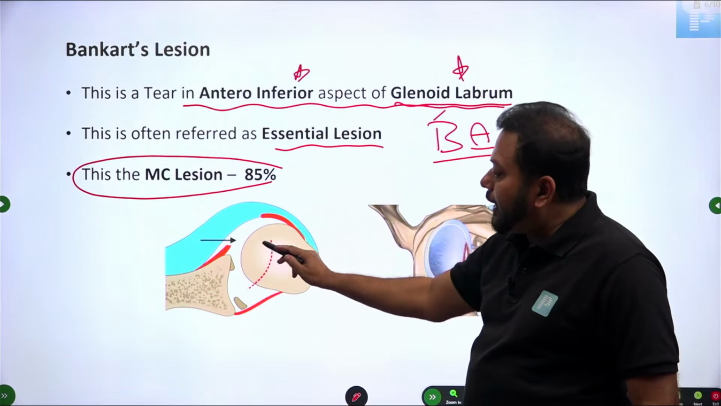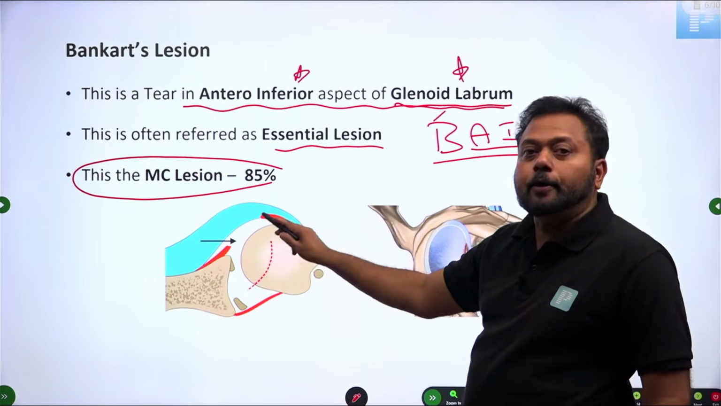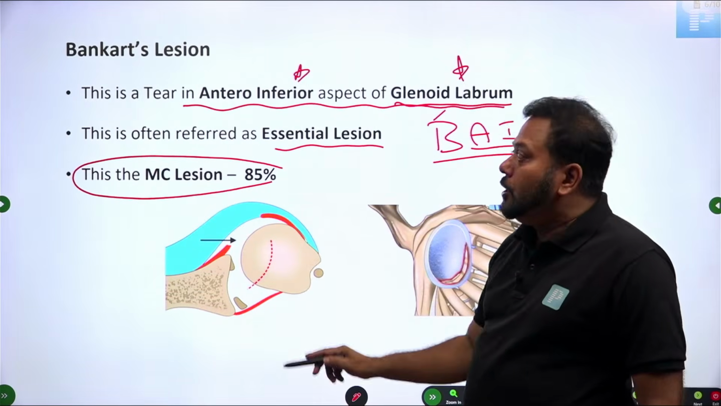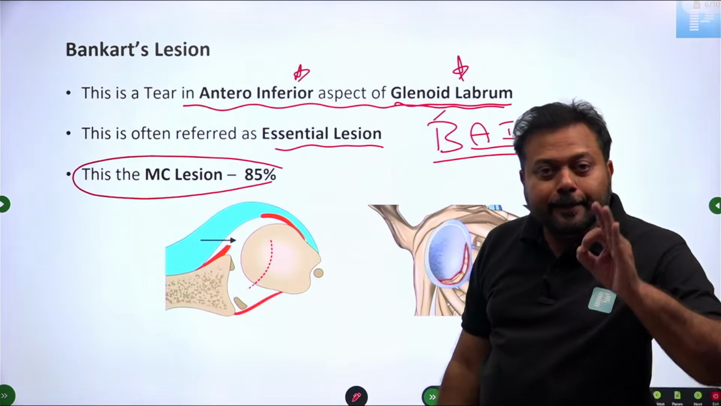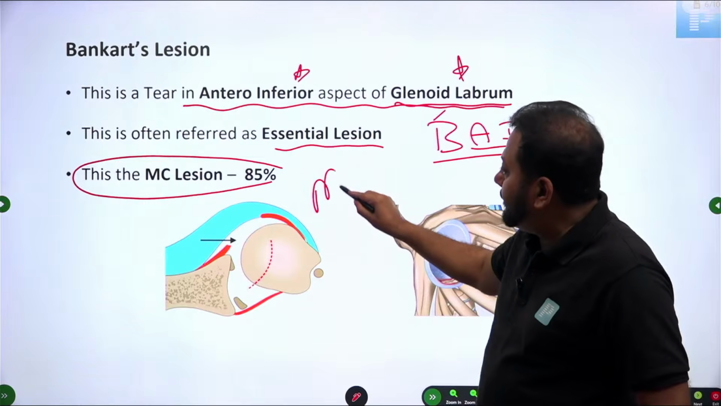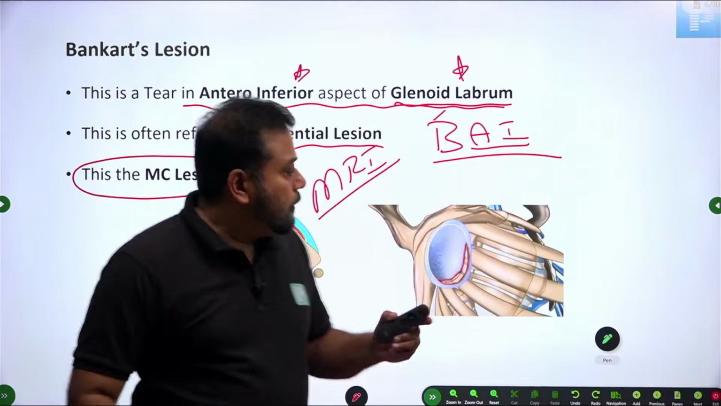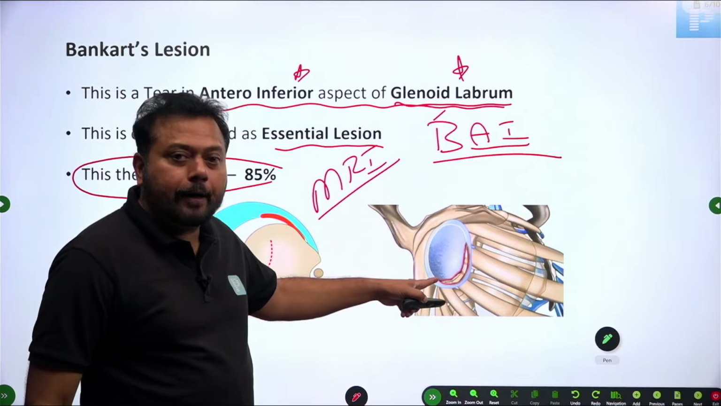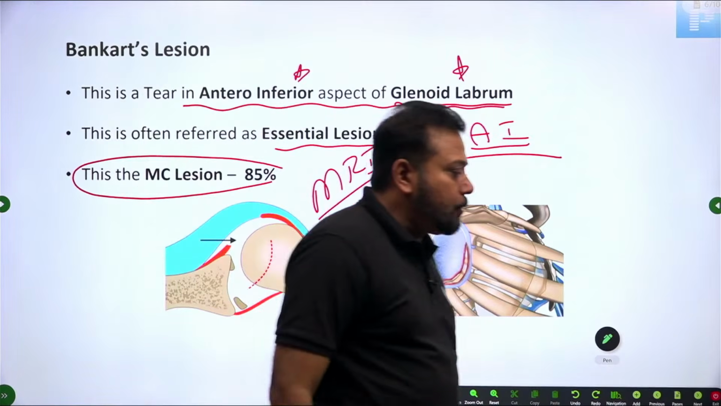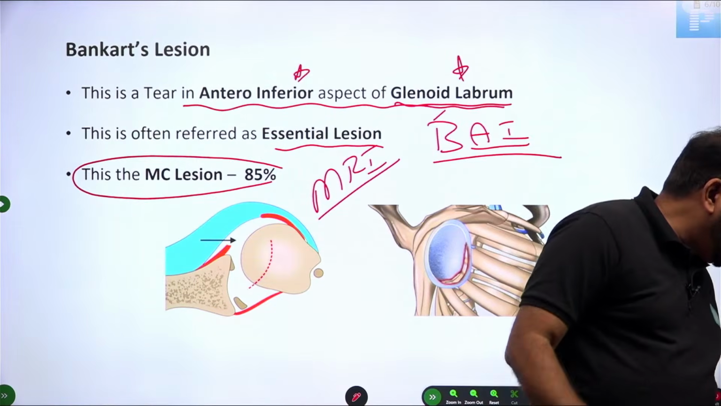So you see this diagram, there is a tear in the antero-inferior aspect of the glenoid labrum. Since it's a soft tissue lesion, this can be detected only in MRI. You see, this is how it looks in MRI, a lesion in the antero-inferior aspect.